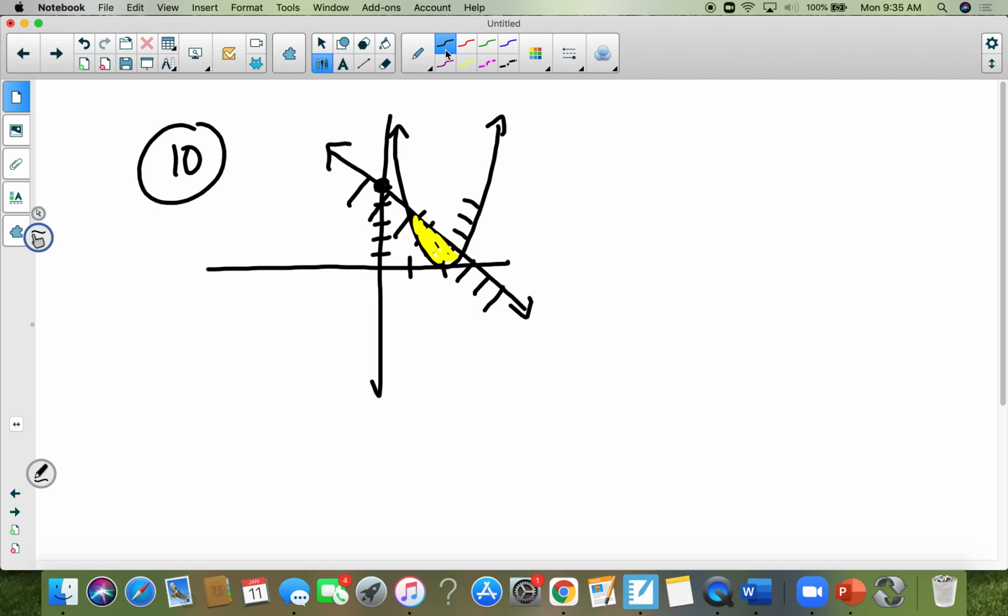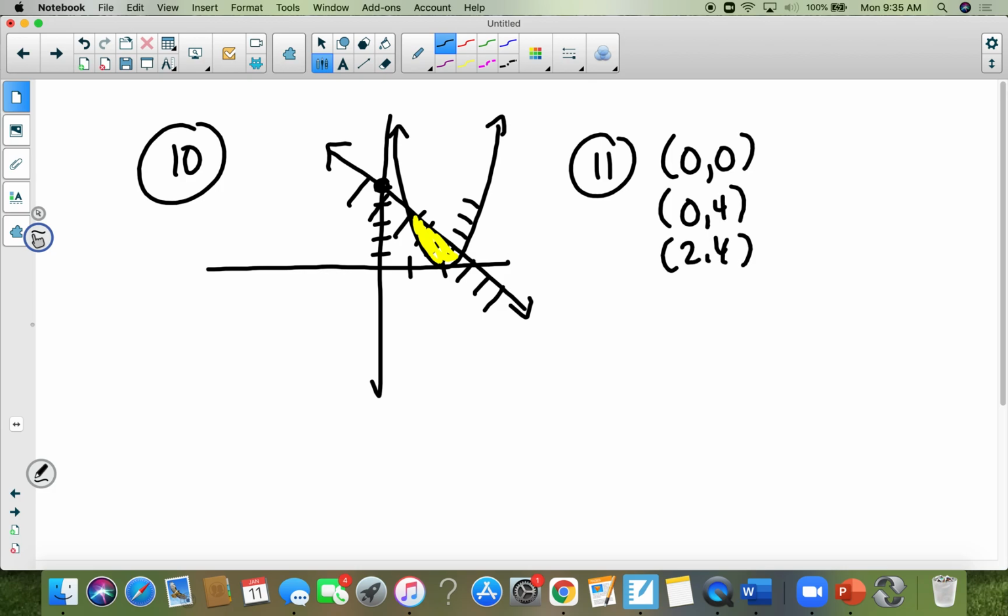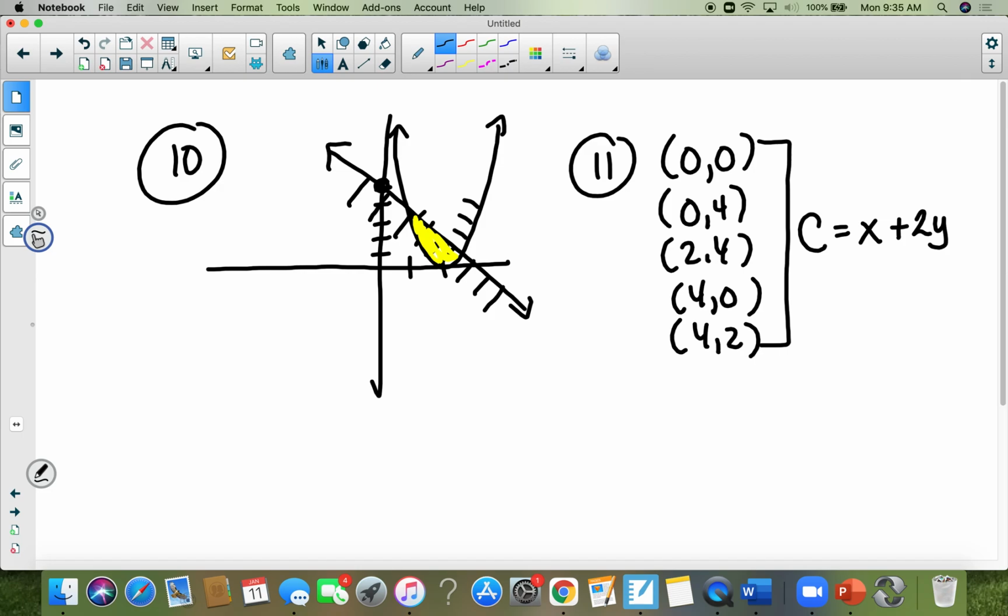Okay, number 11. The shape is already given to you. You just have to name your vertices. One is 0, 0, the other one is 0, 4, and the other one is 2, 4, and another one is 4, 0, and the last one is 4, 2. All you're doing is taking all 5 of these points and putting them into C is equal to x plus 2y. I think you guys can handle doing that.